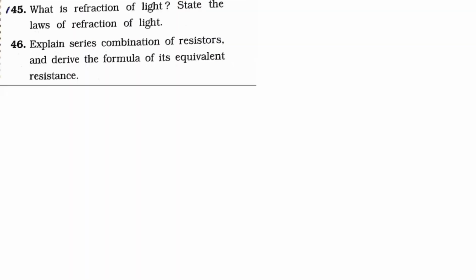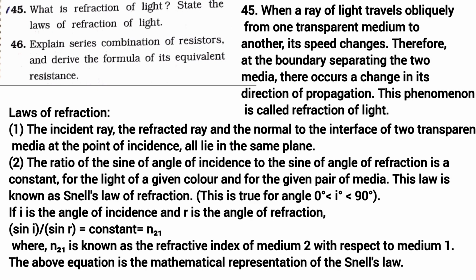Question number 45. What is refraction of light? State the laws of refraction of light. Answer: when a ray of light travels obliquely from one transparent medium to another, its speed changes. Therefore, at the boundary separating the two media, there occurs a change in its direction of propagation. This phenomenon is called refraction of light.